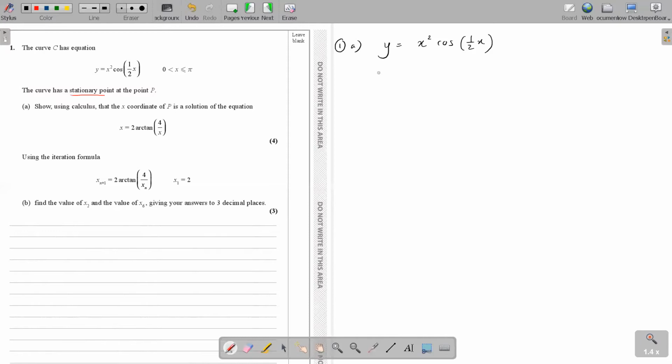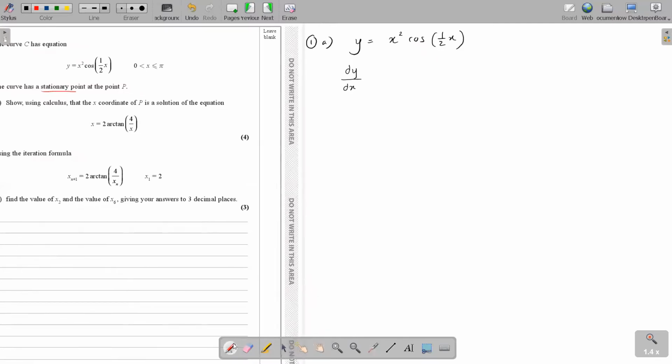So how do we find dy by dx? As you can see here, we have a product, x squared multiplied by cos half x. When there's a product, we have to use the product rule. How does it go? In the product rule, one function stays while the other differentiates. So x squared stays while cos half x differentiates. The derivative of cos half x is negative sine half x, then into another half. Cos differentiates to negative sine, you write the angle as it is, and then multiply by the differentiation of the inside. So it's a chain rule.